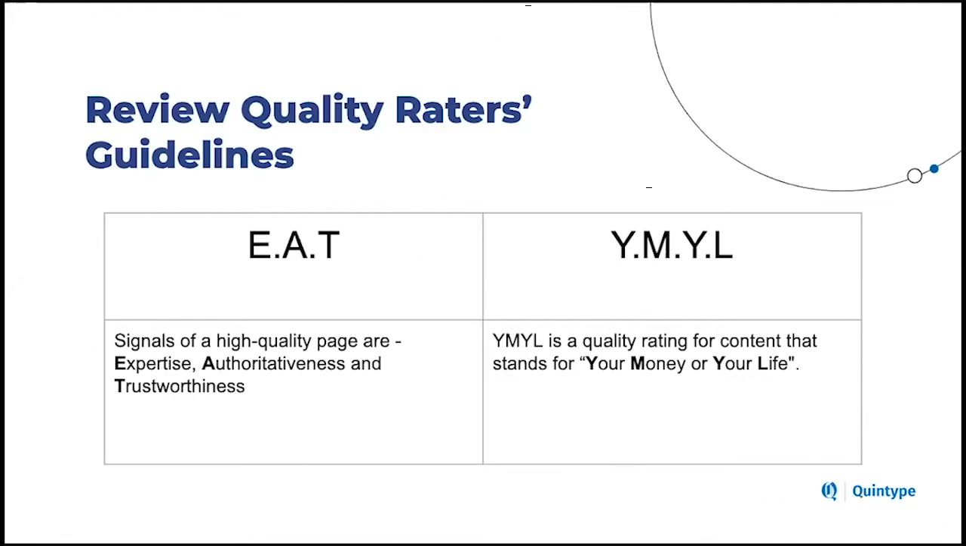So if you had to take two things out of the 175-page document, one would be EAT and the other one would be YMYL. So EAT talks to the signals that relate to expertise, authoritativeness, and trustworthiness. An example that I can pick for this would be an article around health. An article written by a doctor would have a much higher trustworthiness than something that is written by a no-name freelancer.